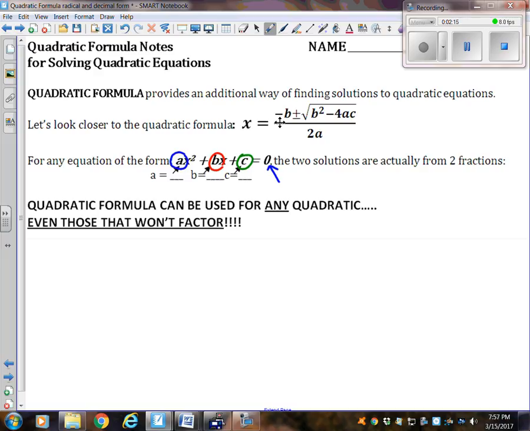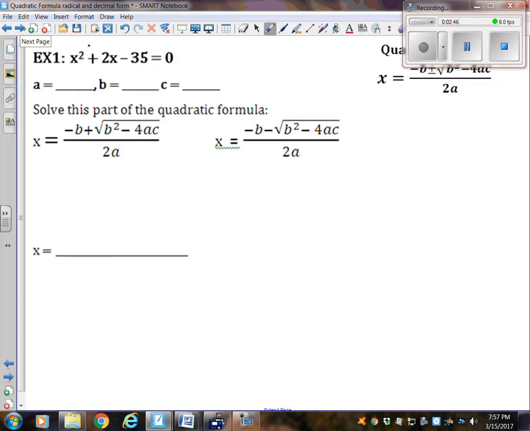The advantage of the quadratic formula is that it can be used for any quadratic, whether the answer is a perfectly nice, neat number, or a fraction, or a decimal. This can solve any quadratic. So even for those that won't factor, sometimes there are answers that are decimals, and we've not had to do any that are decimals yet, but we're going to see some today that will be working with decimals. All right, first things first. Let's just go ahead and look at example 1.